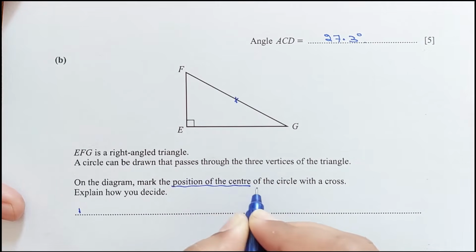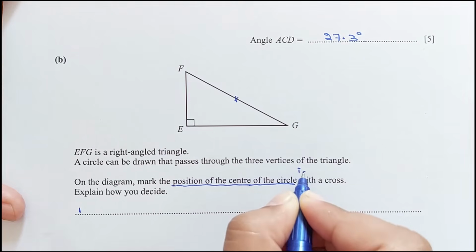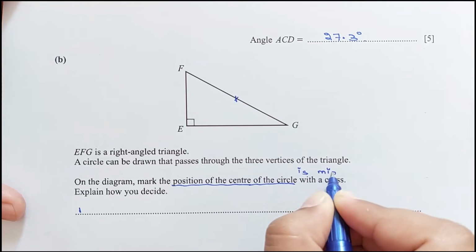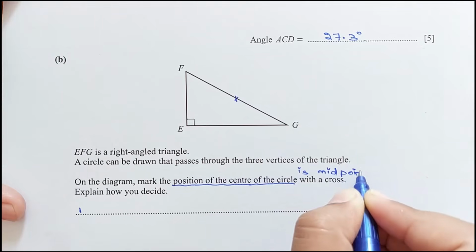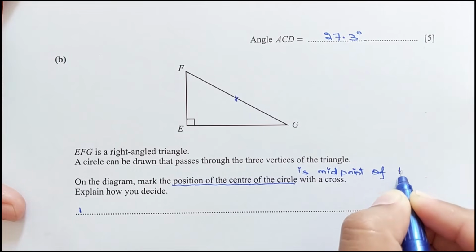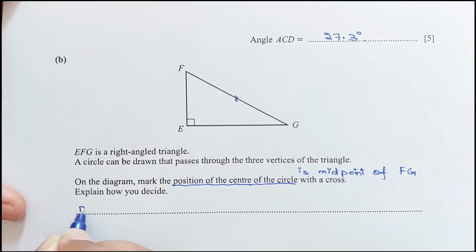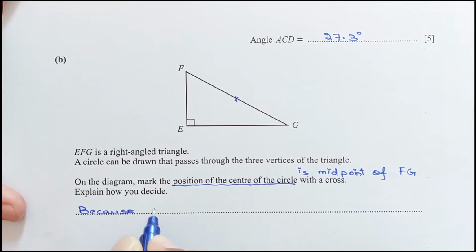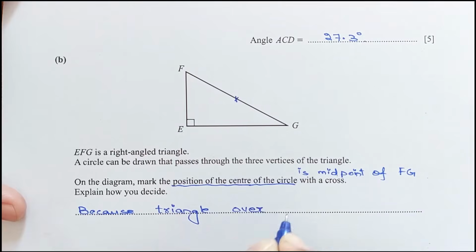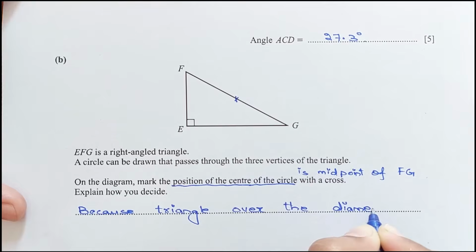Position of the center of a circle is midpoint of FG, because triangle over the diameter is a right angle triangle.